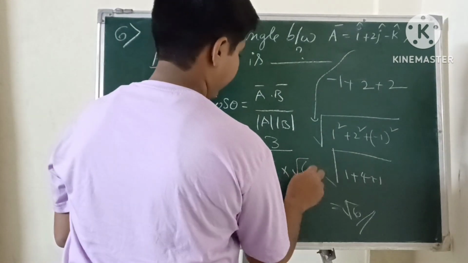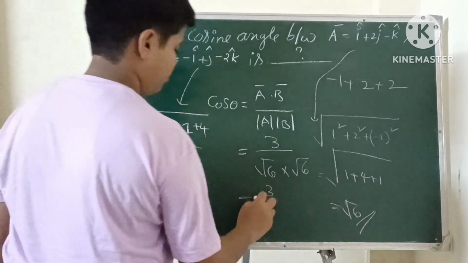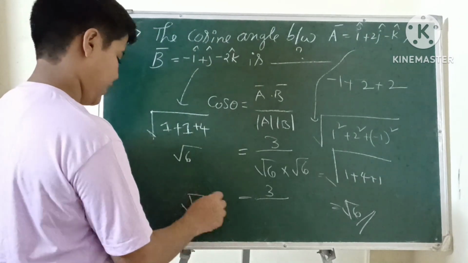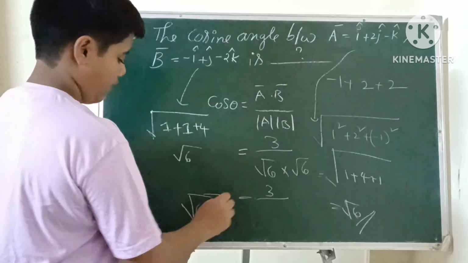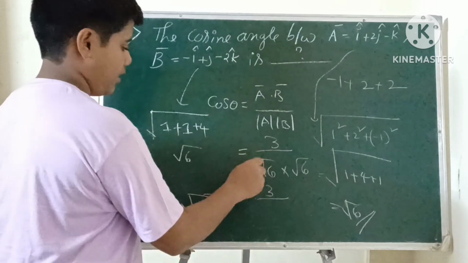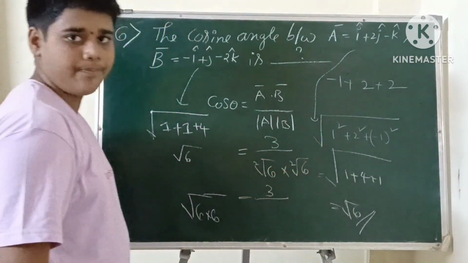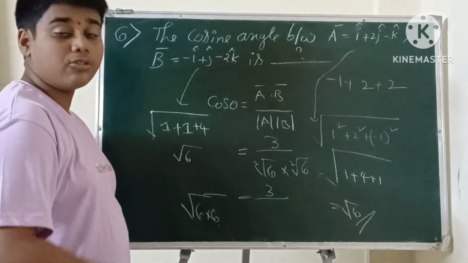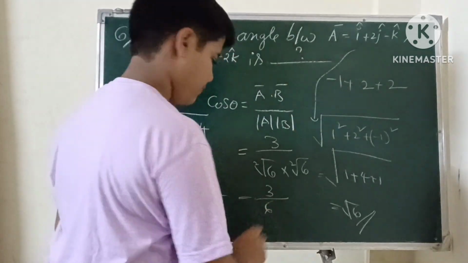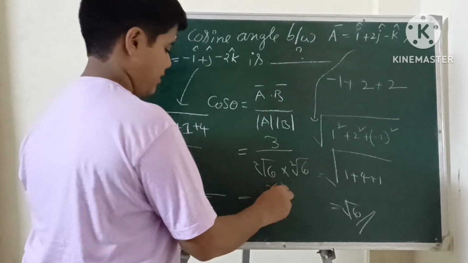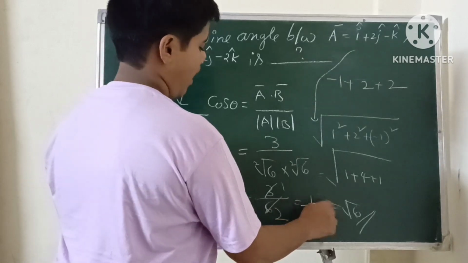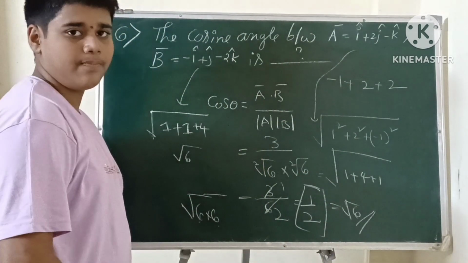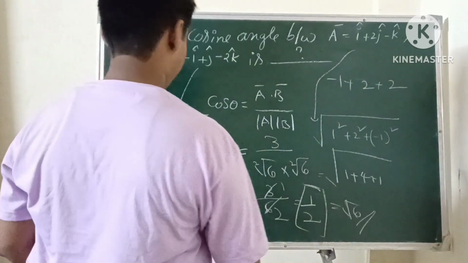So 3 by root 6 into root 6, which we can write as root over 6 into 6, because both are square roots. Root over 6 into 6 means root over 36, which means 6. So 3 by 6, half, is cos of the angle between these two vectors. Okay, I will explain again.